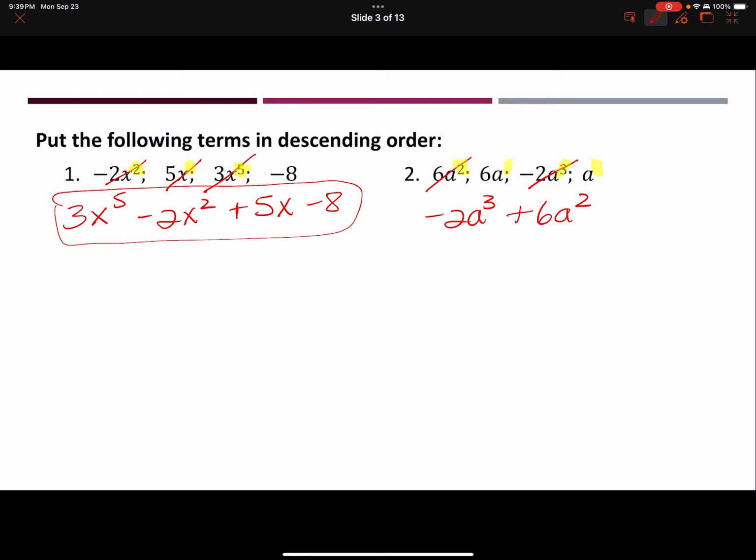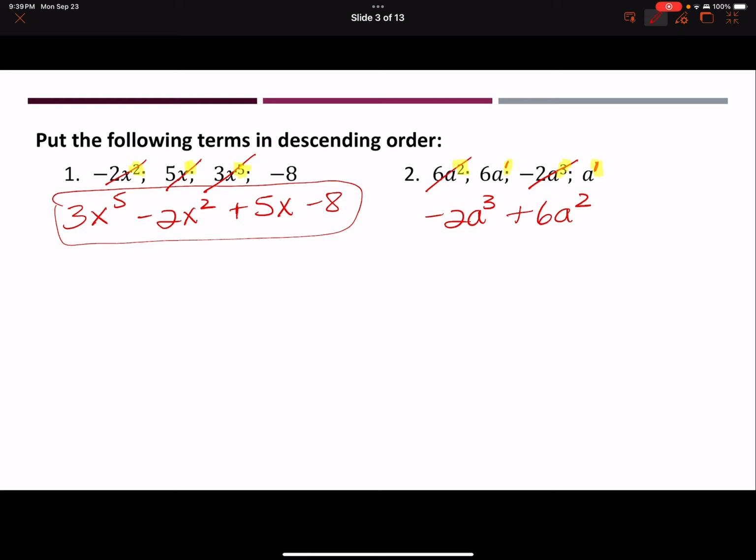So this 6a squared. Now these next two terms, 6a and a, let's think about them. They both really are like a to the first power. So it's kind of like they're tied. How do I know which one comes first? Well, neither one of them should come first. If they're tied, if they have the same exponent and the same variable, they're like terms. And what we're going to do today is talk about how we combine them. And the way we combine them is we're going to actually add the coefficients, which we'll get to more formally in just a second.